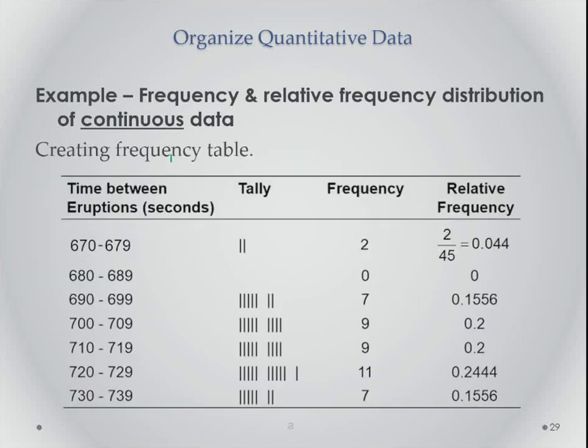So to create the frequency table, instead of writing the specific values, we write our class. And then we go through and count. We tally up. We go to the first one. Is that between 670 and 679? Yes or no? We tally where everything exists. Then we count the tally, and then we divide the tally by the total of 45, and we get our relative frequency. From here on, it's the same thing we've been doing. We just create a class so that we can create the tally frequency and the relative frequency.